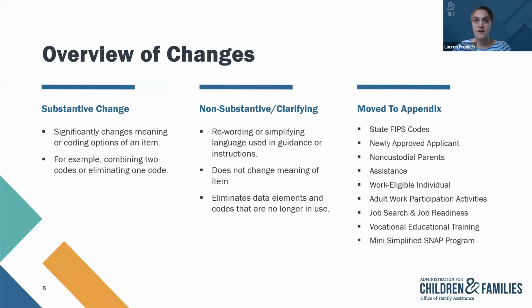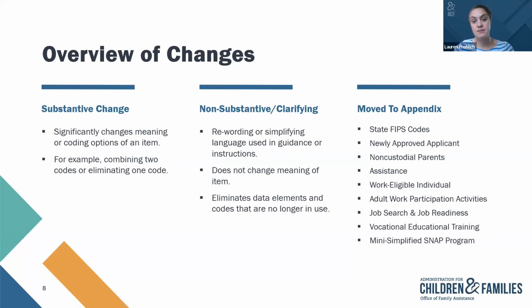So we're thinking about these in terms of some substantive changes and non-substantive. So substantive changes are ones that significantly change the meaning or coding options of an item. For example, combining two codes or eliminating one. And these are ones that you're really going to want to pay attention to. This isn't, like I said, something that's going to change tomorrow. You have this year to really implement. But we did want to highlight what those changes are.